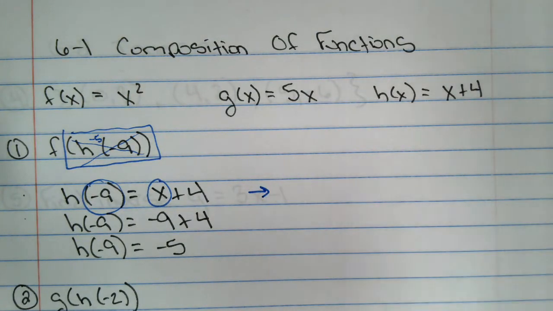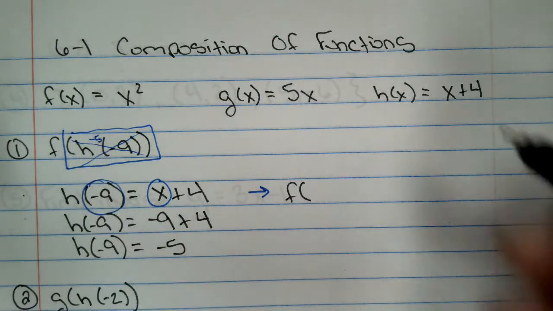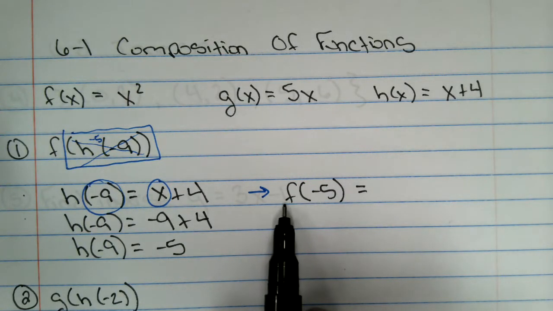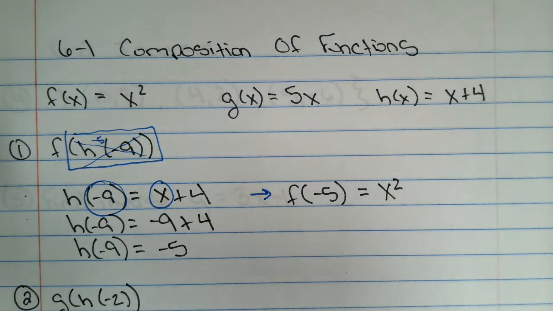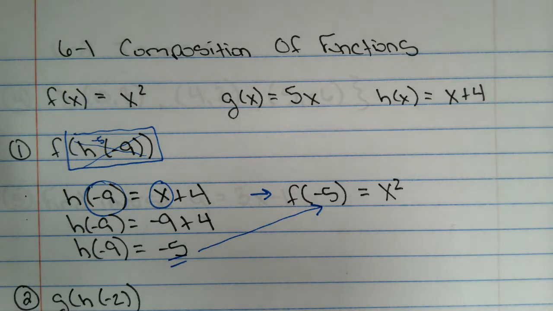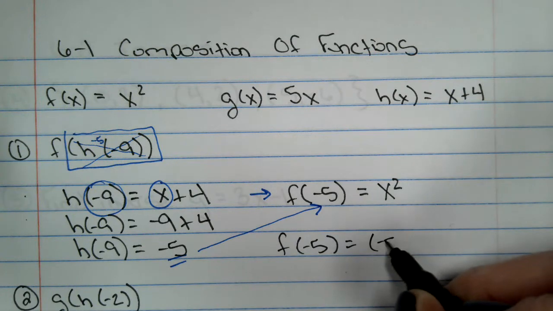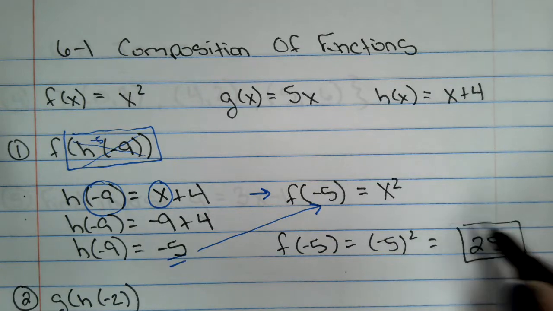So now we're going to take that, and we're going to do step 2. This says find f of -5. So now f is your main function that we're using, which is x squared. Remember, whatever you get for this first part, that's what you're plugging in place of x in the second part. So f of -5 is -5 squared. -5 times -5 equals 25.